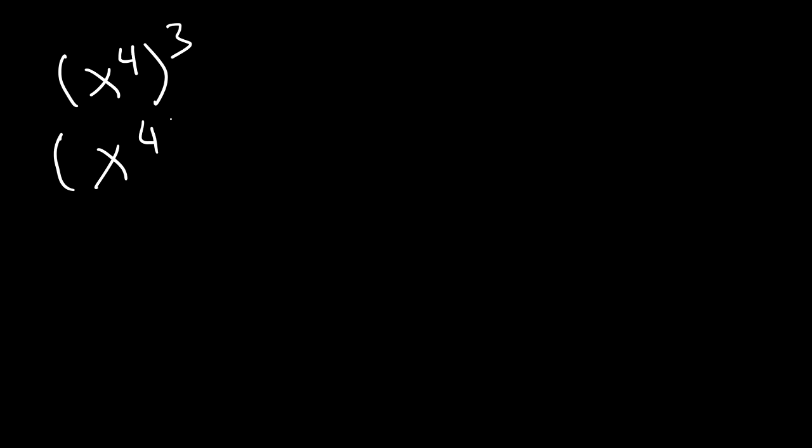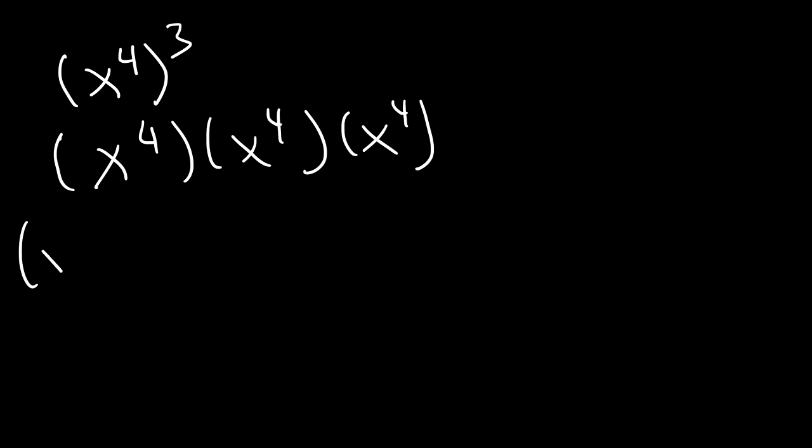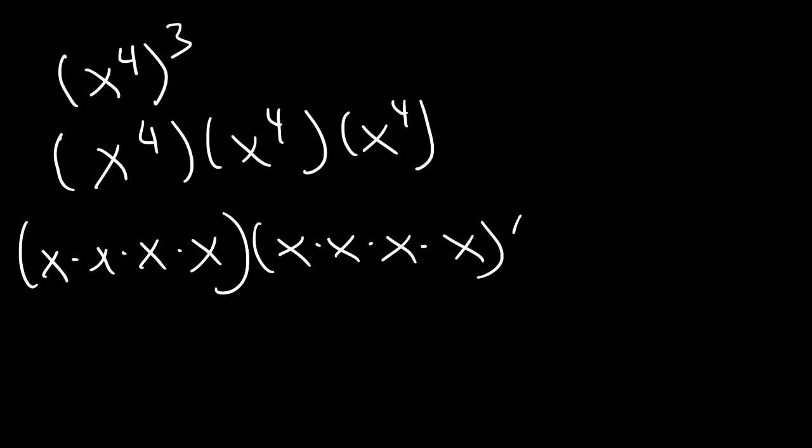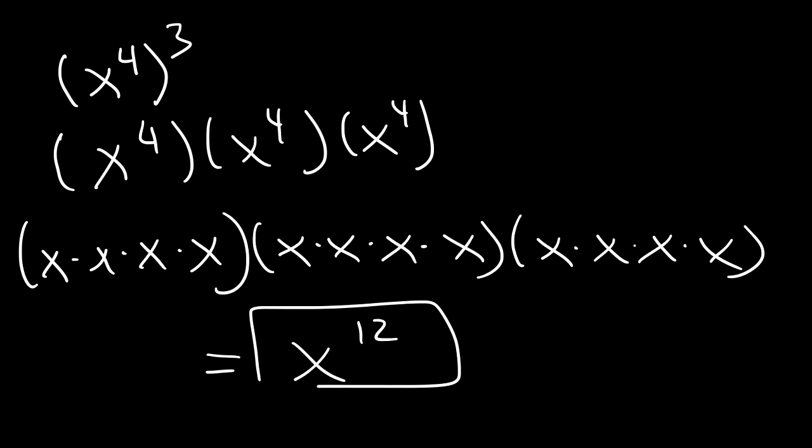So it's x to the 4th times x to the 4th times x to the 4th. Basically, each x to the 4th represents 4 x variables multiplied to each other. So what we have is a total of 12 x variables. So it's x to the 12th. So 4 times 3 is 12. Anytime you raise one exponent to another power, you need to multiply those two exponents.